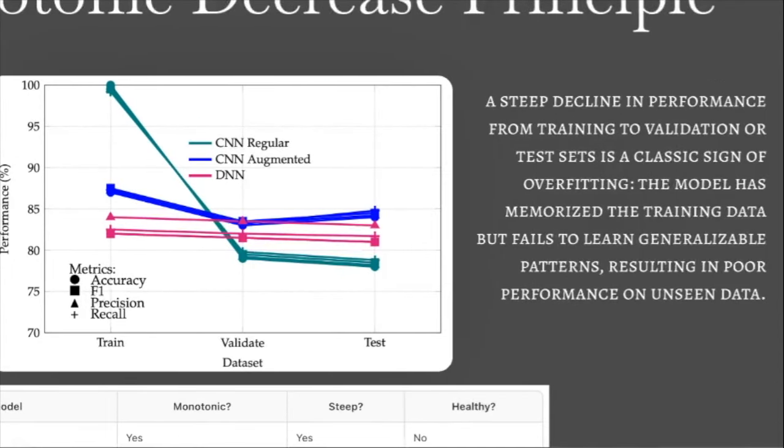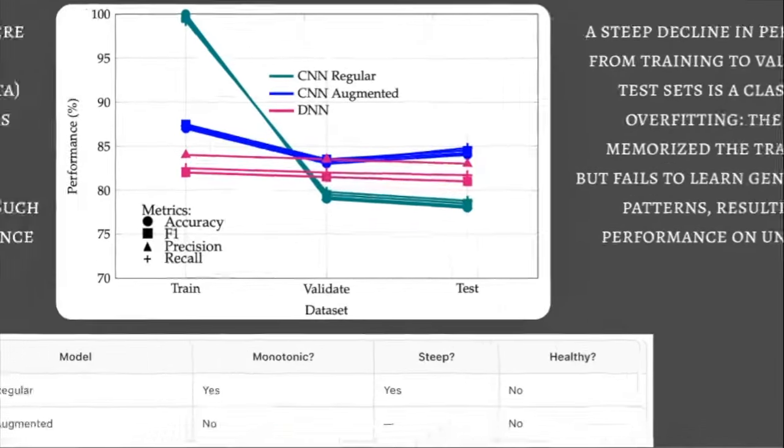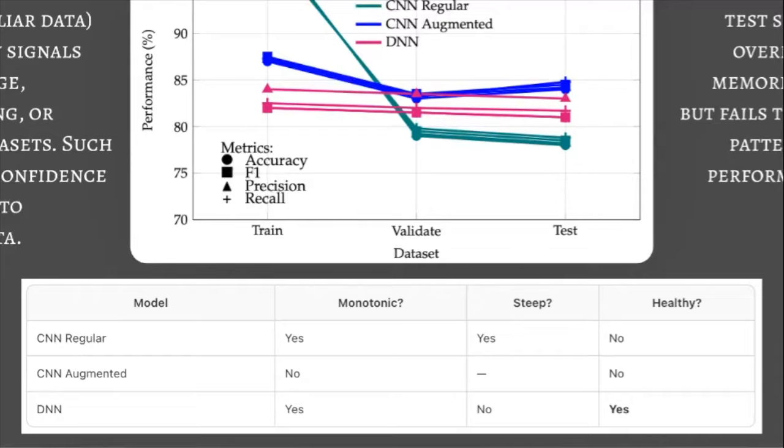But gradual decrease can still be problematic if it's too steep. A sharp drop from training to validation is classic overfitting, memorization without real learning. So which of these three models is actually healthy?